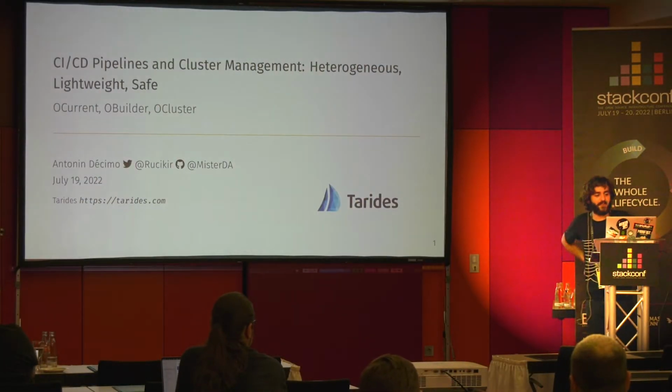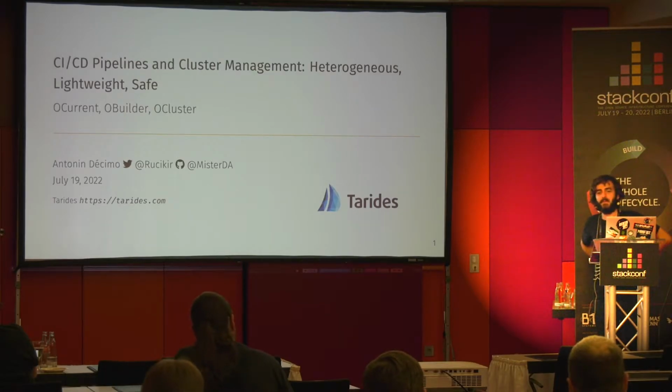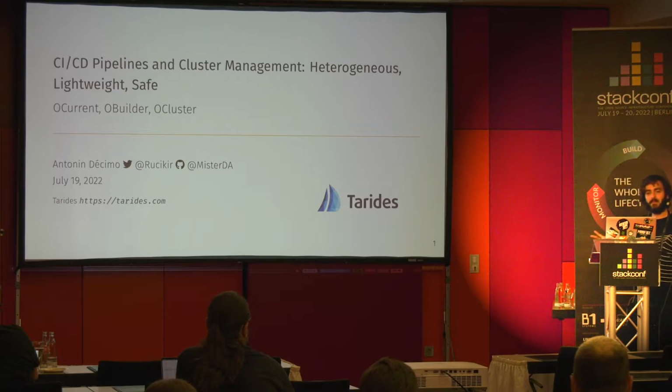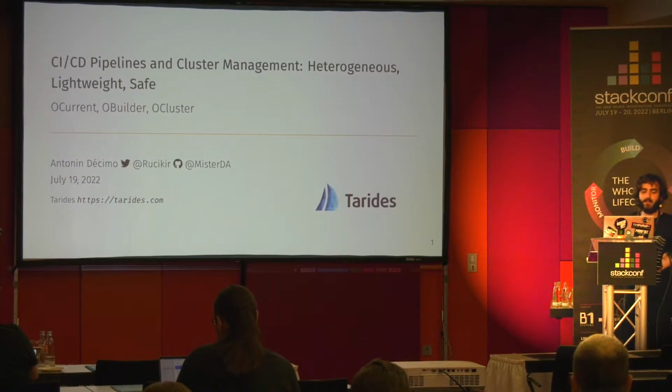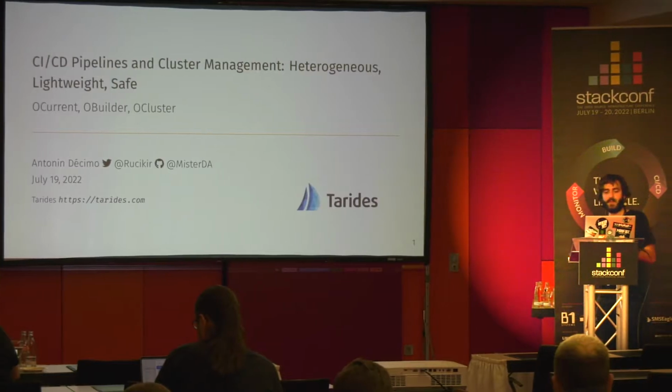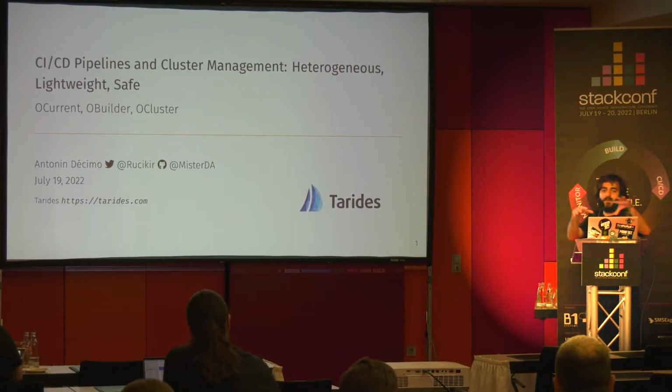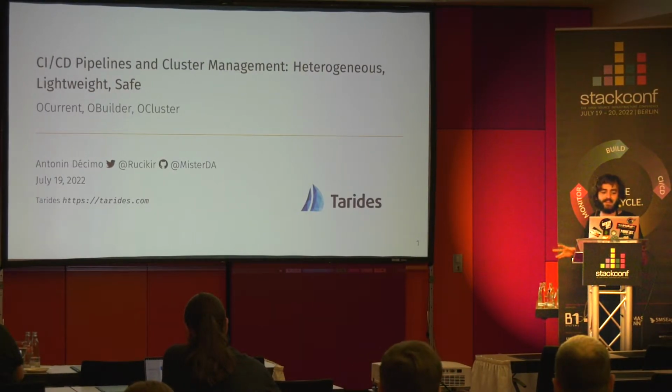Thank you very much. So at Untitled, we are a bit crazy, and we decided to build our custom CI pipeline and system from scratch. It is composed of three main components: OCurrent, which is how we write the pipelines, OBuilder, how we execute them, and OCluster, how we manage all of our machines and everything.